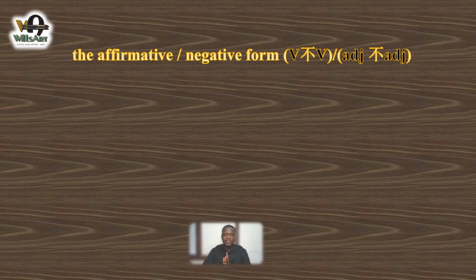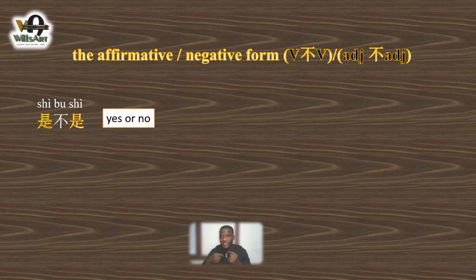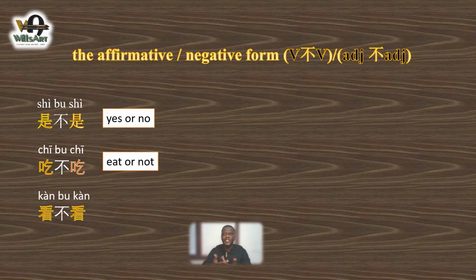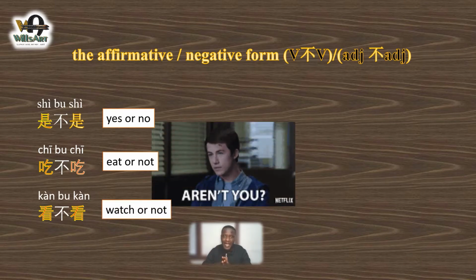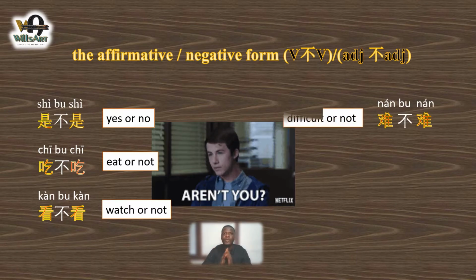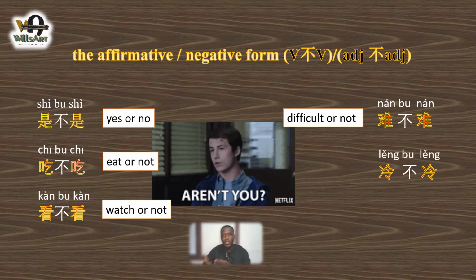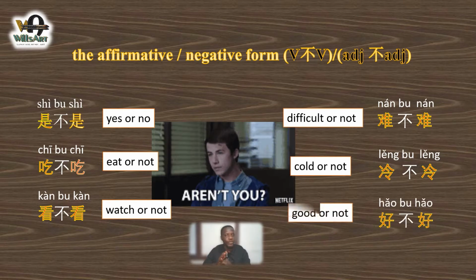Another way of asking the yes or no question is the affirmative negative form. For example, V, which means verb, bu, and verb. Bu means no, right? Then adjective, bu, adjective. For example, for the verb, negative verb, we can have something like 是不是? Which means yes or no. 吃不吃? Eat or not. Or you can have 看不看? Watch or not. For the adjective, you can have something like 难不难? Difficult or not. 冷不冷? Cold or not. Or you can have 好不好? Which means good or not.